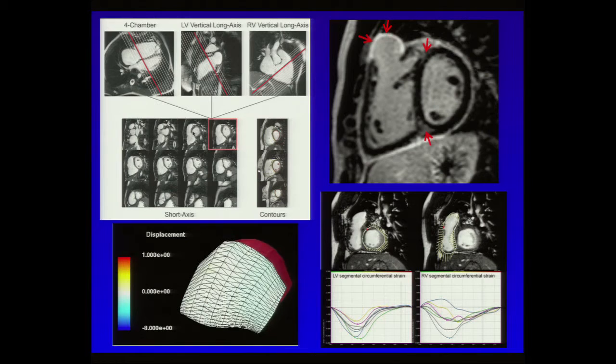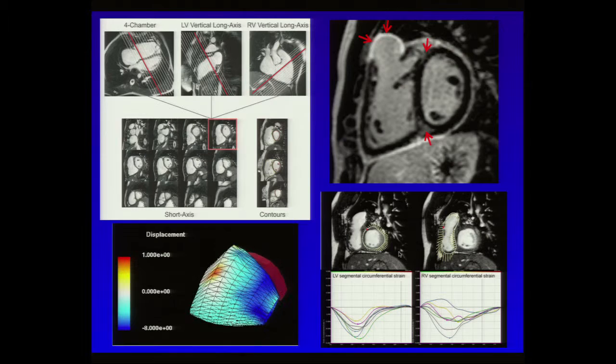You can get some sophisticated measures of displacement strain, either using displacement maps like this one, or, more recently, tissue tracking. You can actually take existing data sets of cine SSFP cardiac MRI and, using offline analysis, track the tissue and get strain and strain rate measurements in different regions of both left and right ventricles.